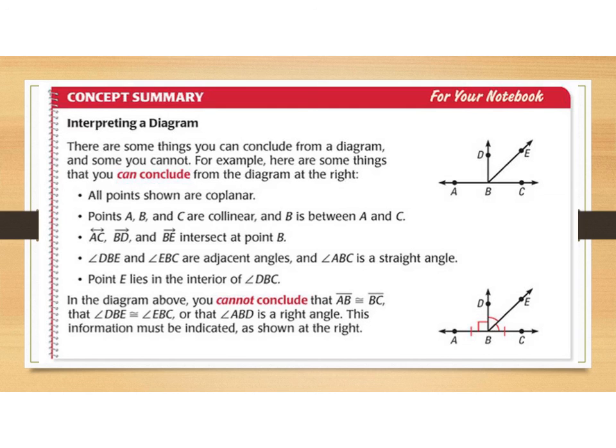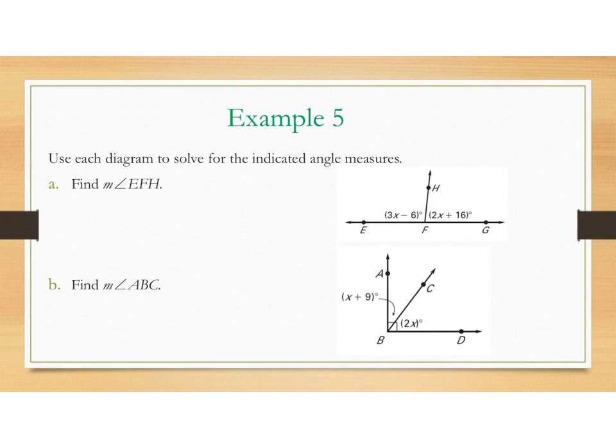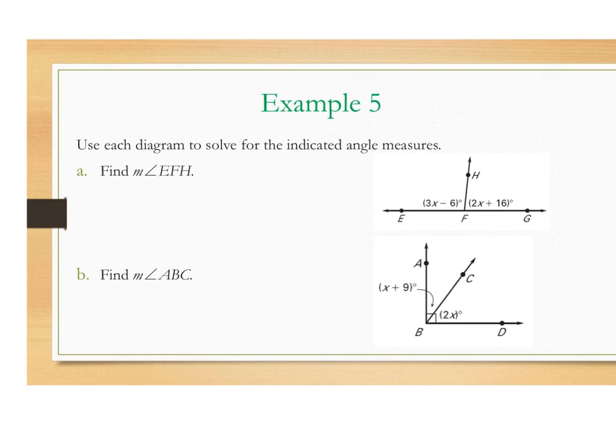All right, let's try the next one. So here we go. The only thing we can assume from this first picture is that we have a straight angle here, or a straight line, which then creates a linear pair. So I know that these two angles, when I add them, they're supplements, they're going to equal 180.